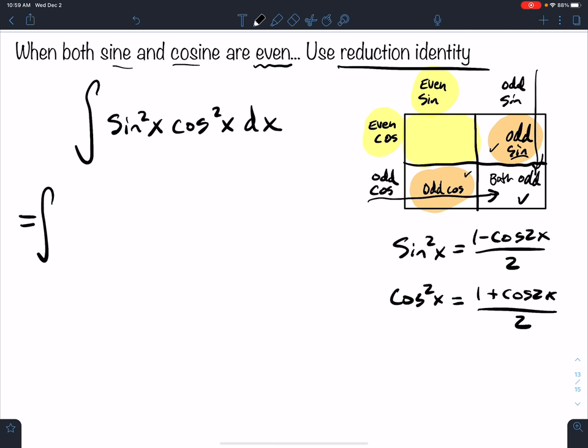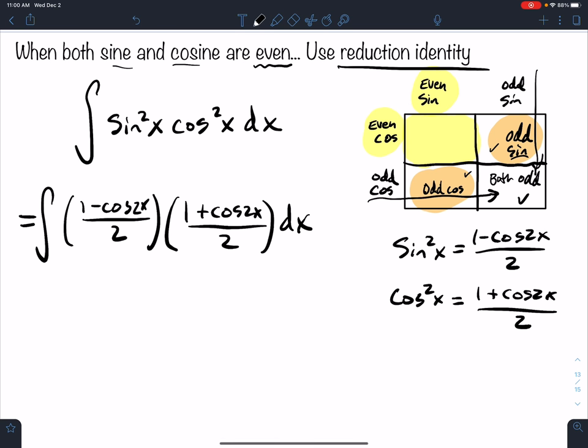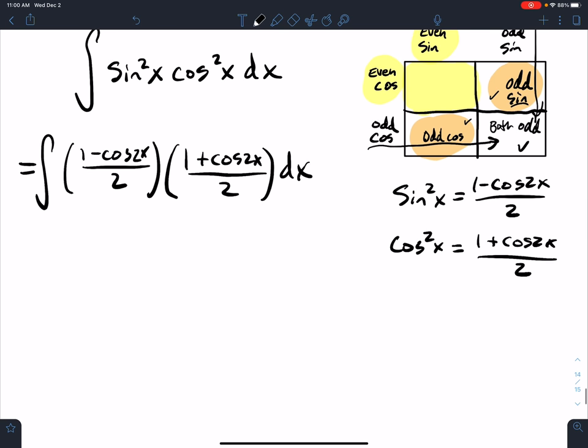So now we substitute, and I'm going to substitute this in here. So sine squared is 1 minus cosine 2x over 2. Sorry, I did not mean to put squared. That's 2x. And then cosine squared is 1 plus cosine 2x over 2 dx. Okay?